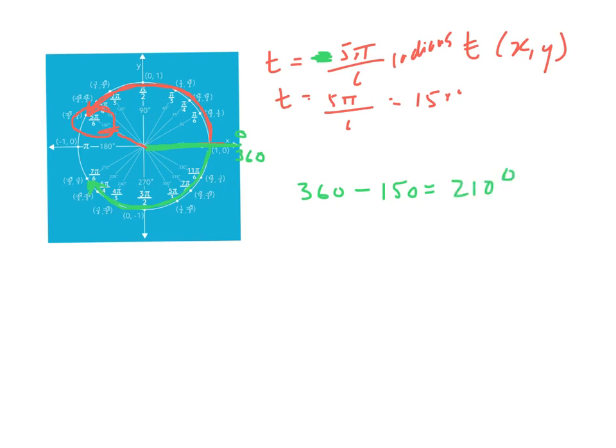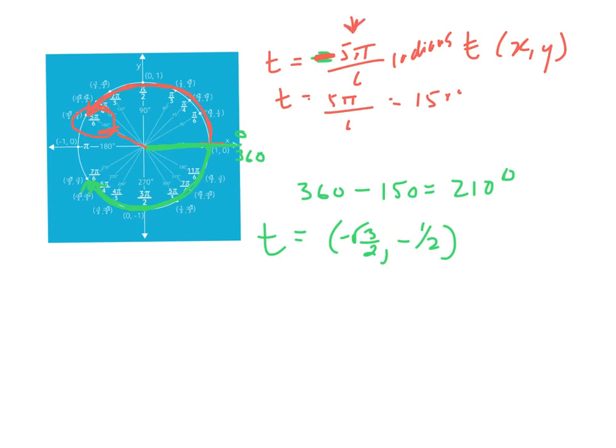So when I go negative 5 pi over 6, I'm going to 210 degrees. And you can see that's 7 pi over 6. And the point there is negative root 3 over 2 and negative 1/2. So t is equal to negative root 3 over 2 and negative 1/2.